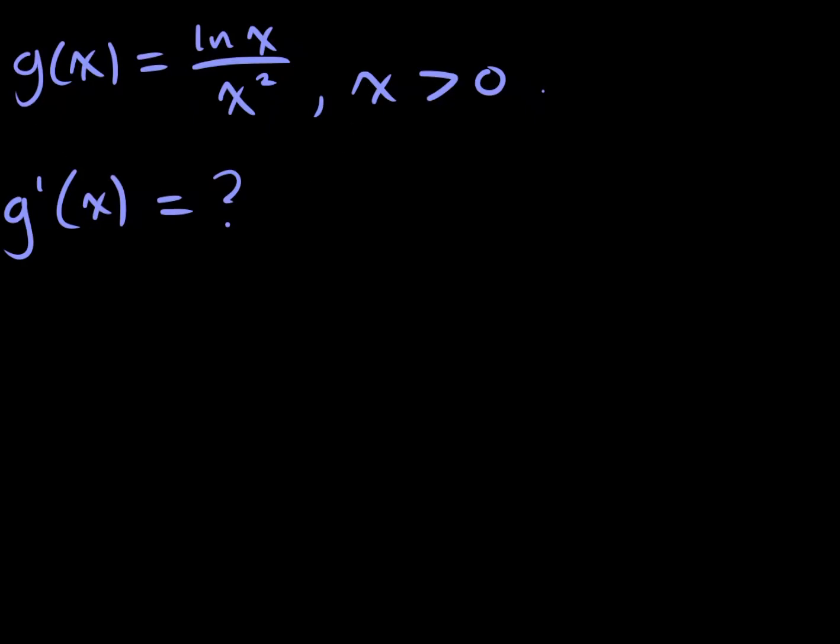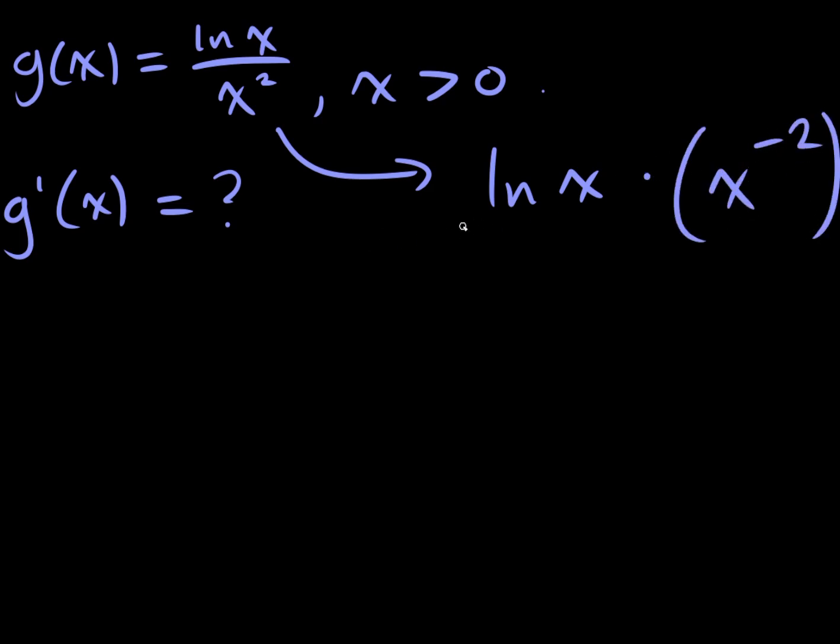So the first question in this formative, we're given this function g of x, and they want us to find g prime of x. I'm going to rewrite this function as ln x times x to the negative 2, because I don't want to use the quotient rule because I'm lazy.